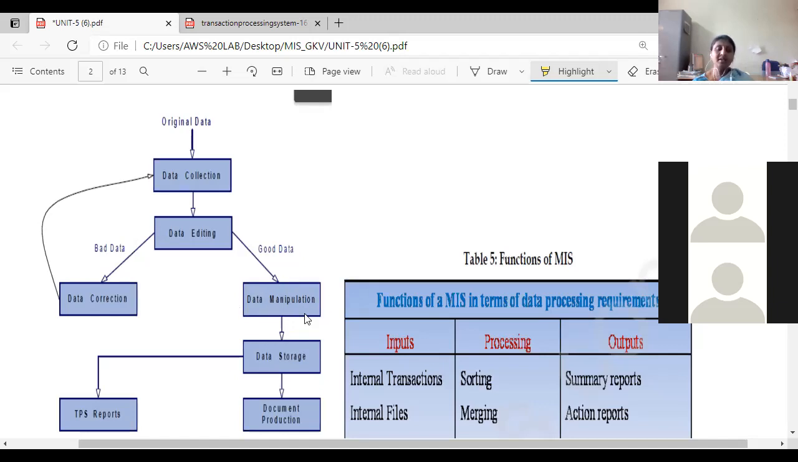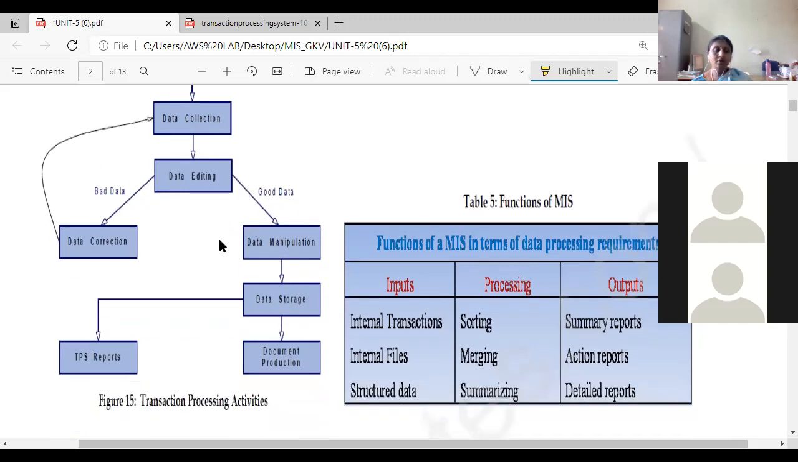After performing certain manipulations and data processing operations, you are storing the data. After storing the data, you are going to prepare TPS reports. That means transaction processing system reports, in the form of documents, or in the form of query posing, or in another way, forms generation or document production. In this way, we are getting all these things. Note down the flow chart: transaction processing system activities.